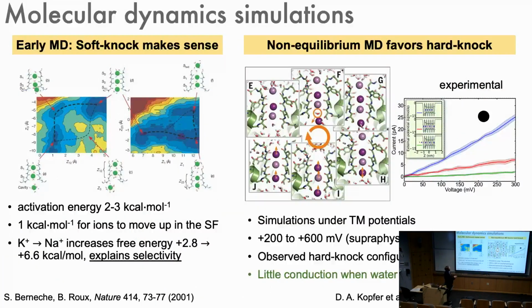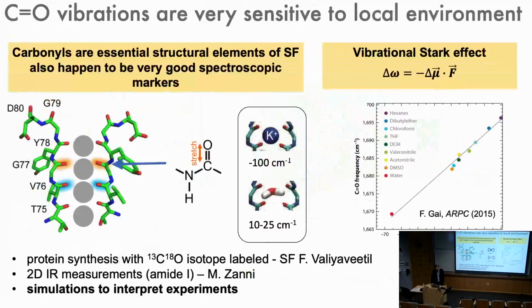Right. So some simulations, especially those done under transmembrane potential, favor hard knock. This plot shows the current as a function of voltage, and this is hard knock. This is soft knock. Essentially, the simulations show that there is no current, no conductance for the soft knock configuration. So there's this controversy in the field, soft knock versus hard knock, which hasn't been addressed experimentally and in simulations.